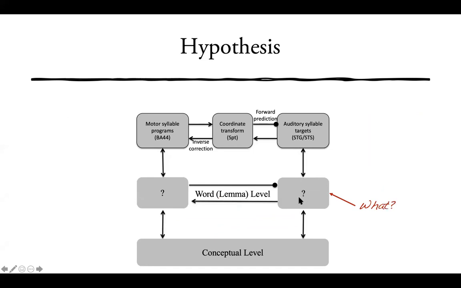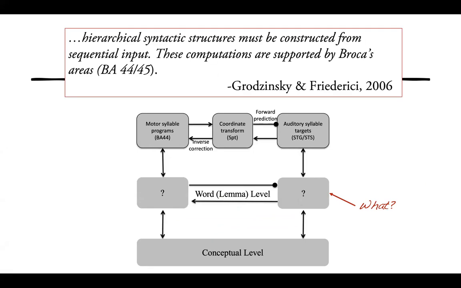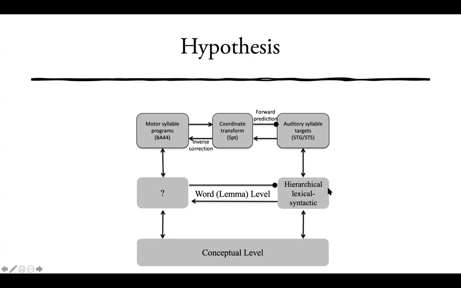Now, what is it actually doing? Well, Grodzinsky and Friederici in the earlier quote told us what it should be doing. That is, hierarchical syntactic structures must be constructed from sequential input. That is, you get sequential input coming in at the phonological level as you're listening to a sentence, and you've got to generate a hierarchical syntactic structure. They thought that this was due to operations of Broca's area, 44 and 45, but what we're entertaining here is that this operation might be carried out in the posterior MTG.